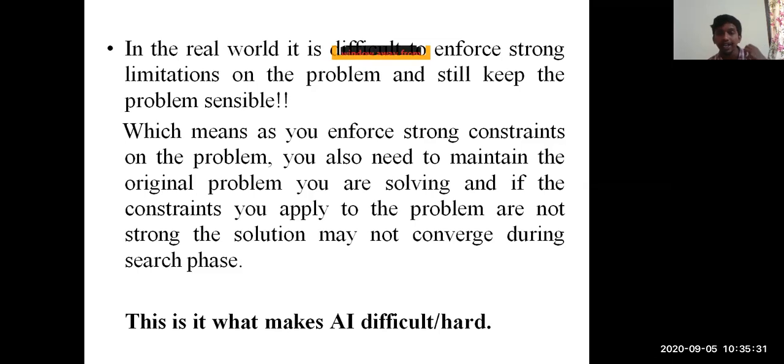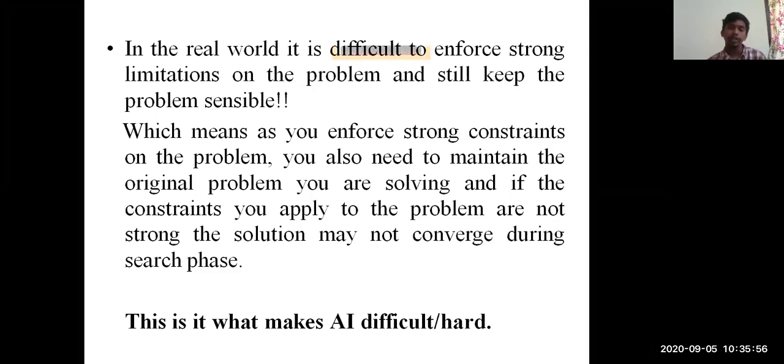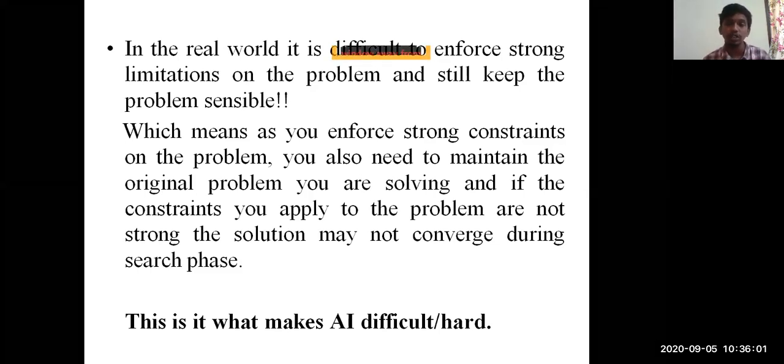Which means as you enforce strong constraints on a problem, like in games such as Temple Run or any other basic games you might have played, you'll be having a lot of levels. Once you complete one level, then only you'll go for the next level. That is one constraint applied to game playing. In the same manner, for any puzzle solving, for any crossword application, you'll be having a lot of problems, and you need to understand the constraints of the given problem. Then only you can reach your destination, or you can get your solution.